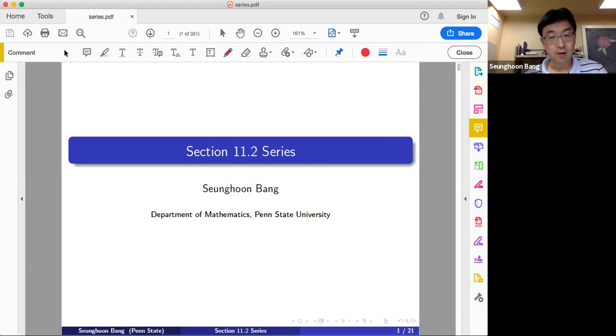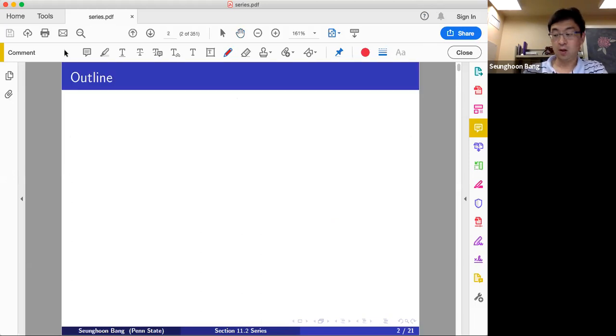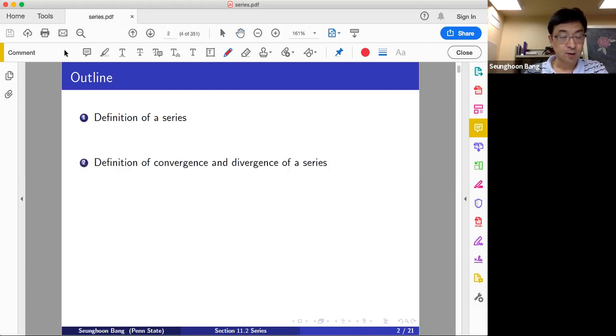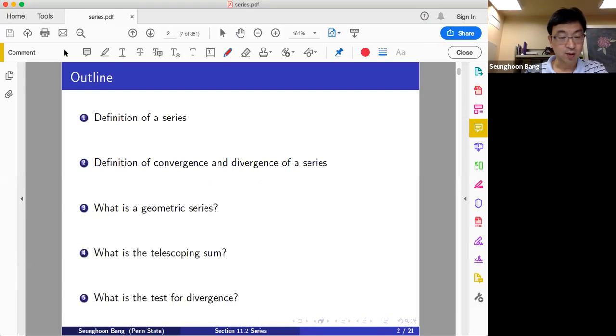Today, I want to talk about section 11.2, series. This is an outline. I want to talk about the definition of a series. What is the definition of convergence and divergence of a series? Third one, what is a geometric series? What is a telescoping sum? The last one, I want to talk about the test for divergence.